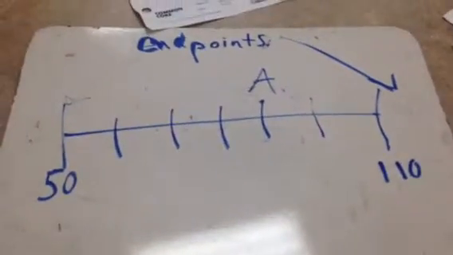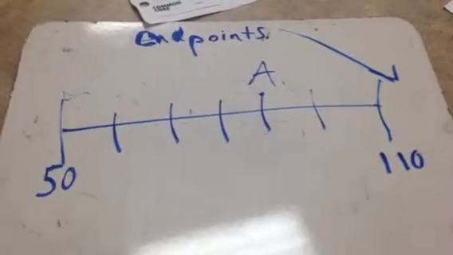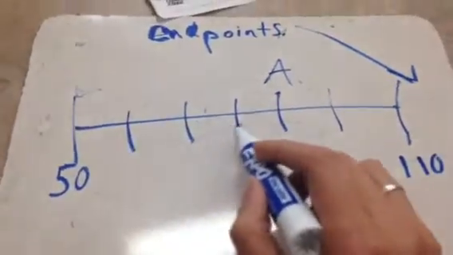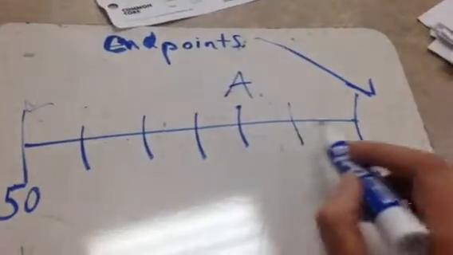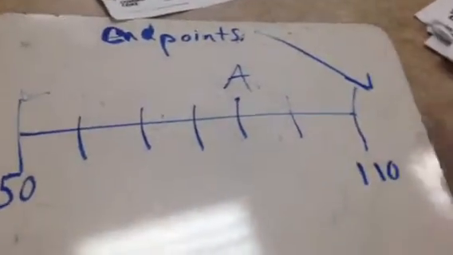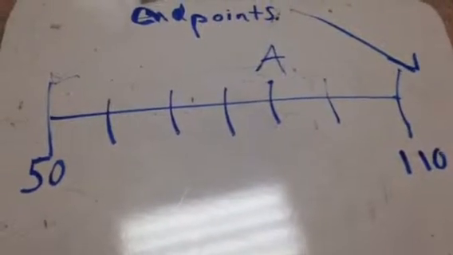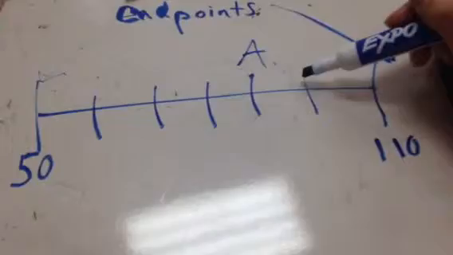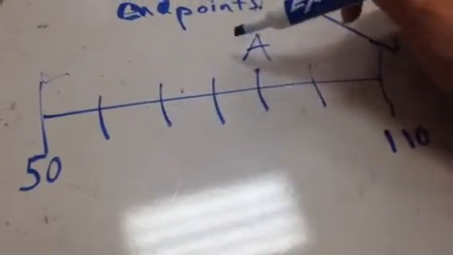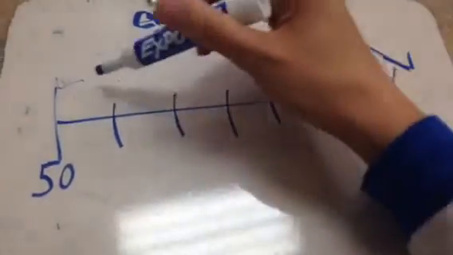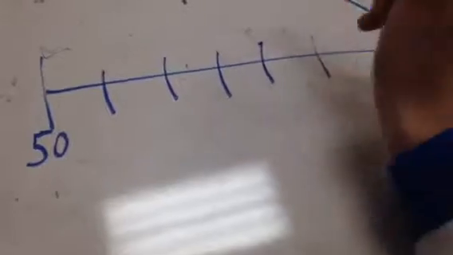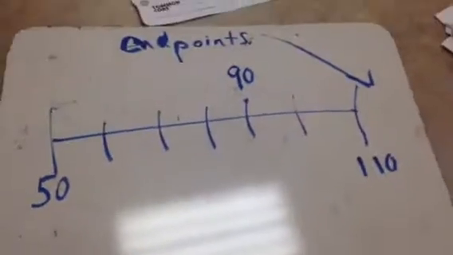So let's just count forward starting at 50 by 10. See if we can get to 110 by doing that. So 50, 60, 70, 80, 90, 100, 110. Bing, bing, bing. That was it. We could also do that backwards. We could count backwards: 110, 100, 90, 80, 70, 60, 50. So 110, 100. So we know our A, the value of A, is 90.